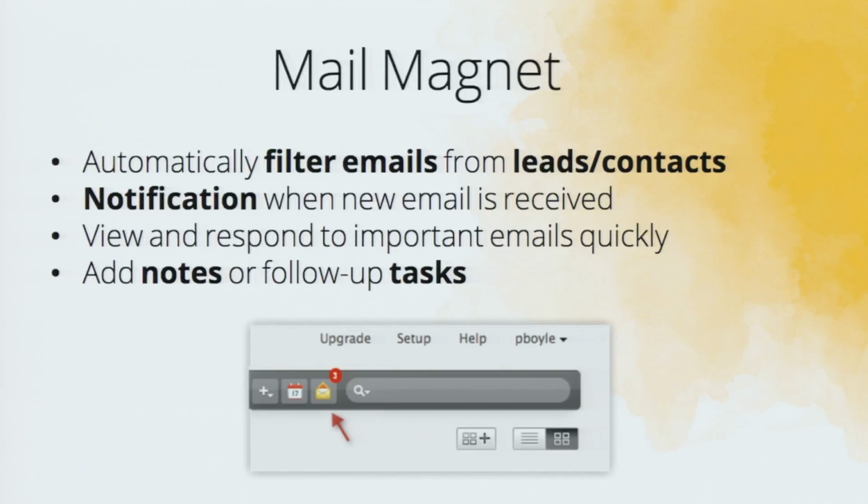If it is, it goes in the mail magnet and gives you a notification. Otherwise, it just goes to your email inbox. Why do we do this? Well, because you come to work every day and you have hundreds of emails and you want to respond to customer emails first. So we filter them out for you.